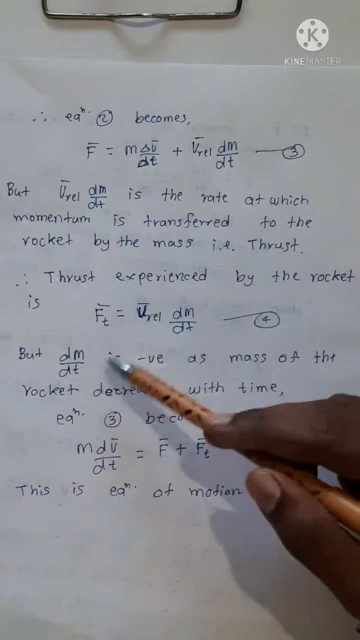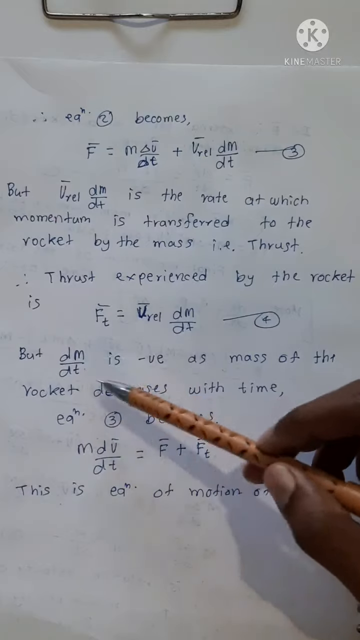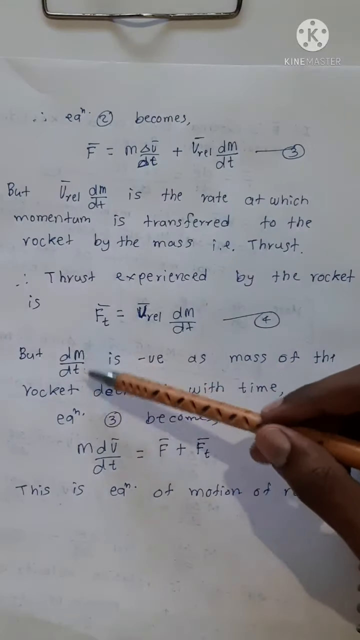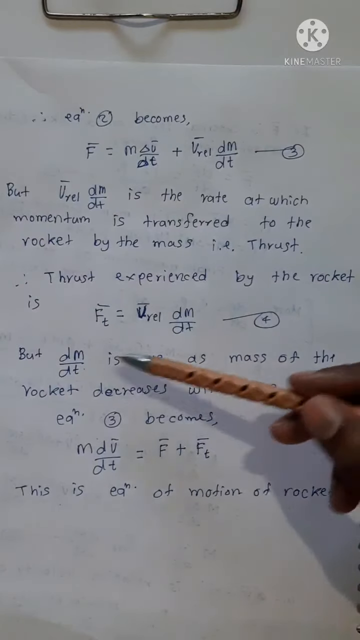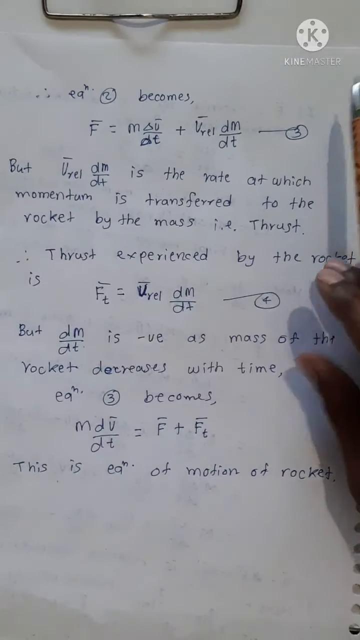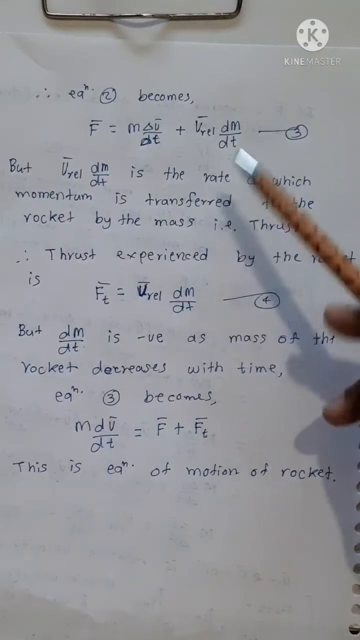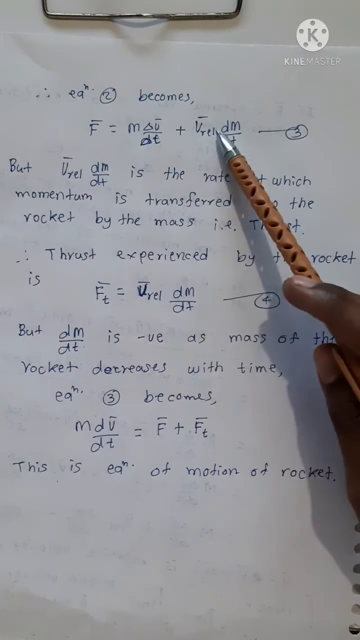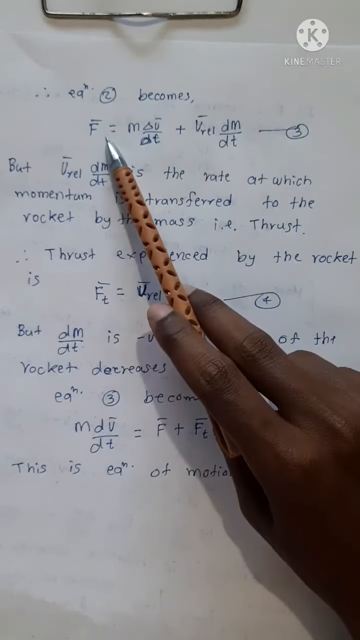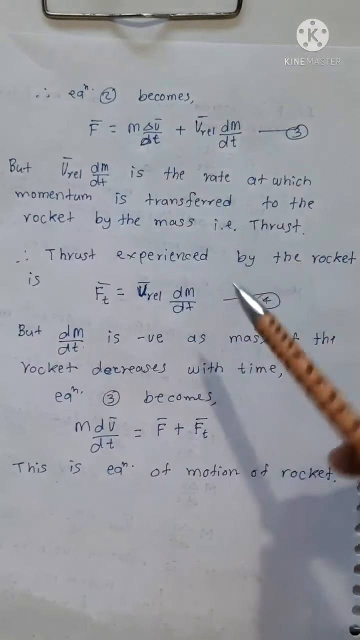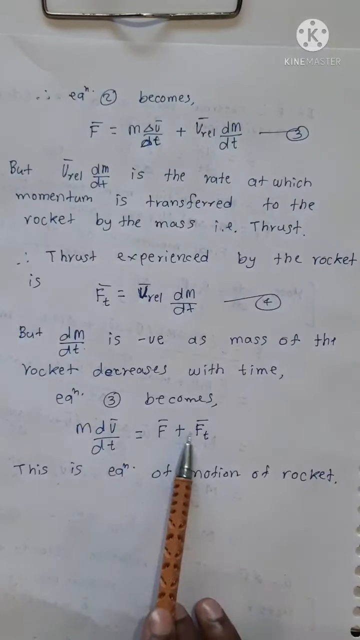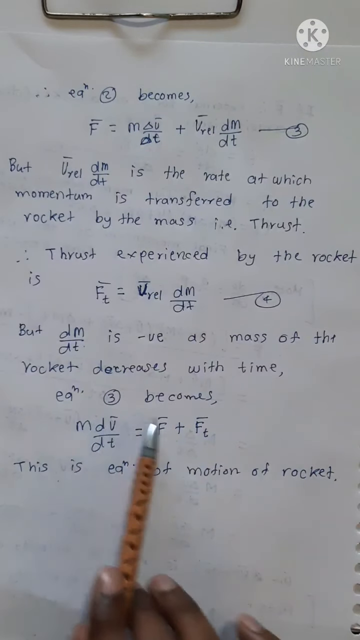dm by dt is negative because the rate of change of mass with respect to time is not positive. The mass decreases with respect to time. As time increases, the mass of the rocket decreases, hence this term, the rate of change of mass, is negative. Hence we put this value in this equation, then this term gets to this side. So F t bar is a minus, so after rearranging the term it will be plus. So this is the rocket equation.